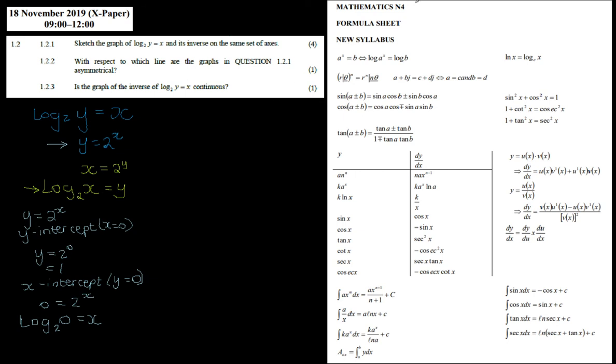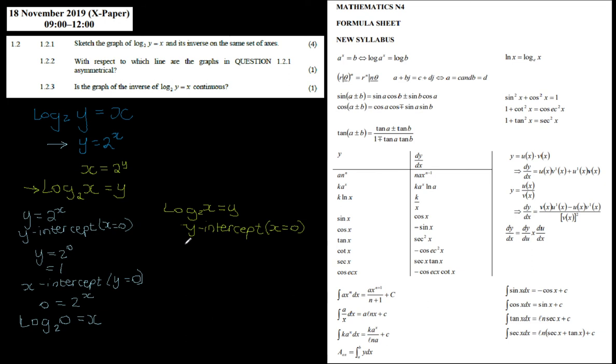So then the next thing that we'll do is move over to our other graph and see if we can determine the x-intercept and y-intercept. So now I'm looking at the graph of log base 2 of x equals y, and for my y-intercept, I'm going to say that x equals 0.